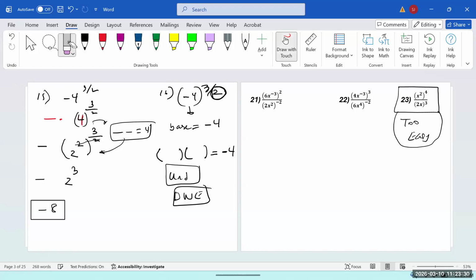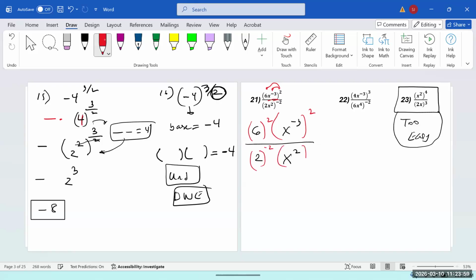So do the flipping later, first, distribute. So we distribute the numerator 2 on the numerator, denominator negative 2 on the denominator. So in the numerator we have 6x to the negative 3. On the denominator we have 2x squared. Numerator gets the power 2 because we have 2 on the top. Denominator gets the power negative 2 because our power on the denominator is negative 2. So step 1, distribute.